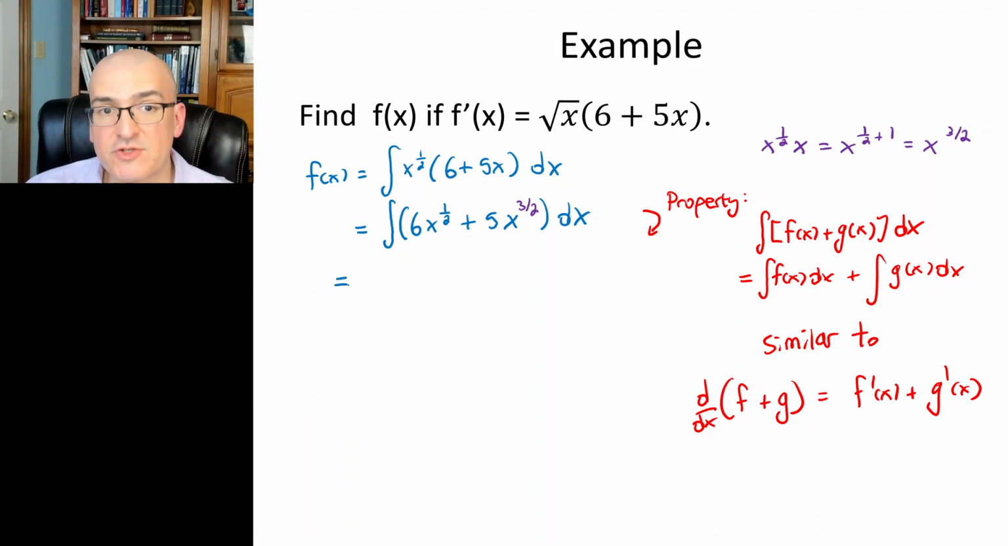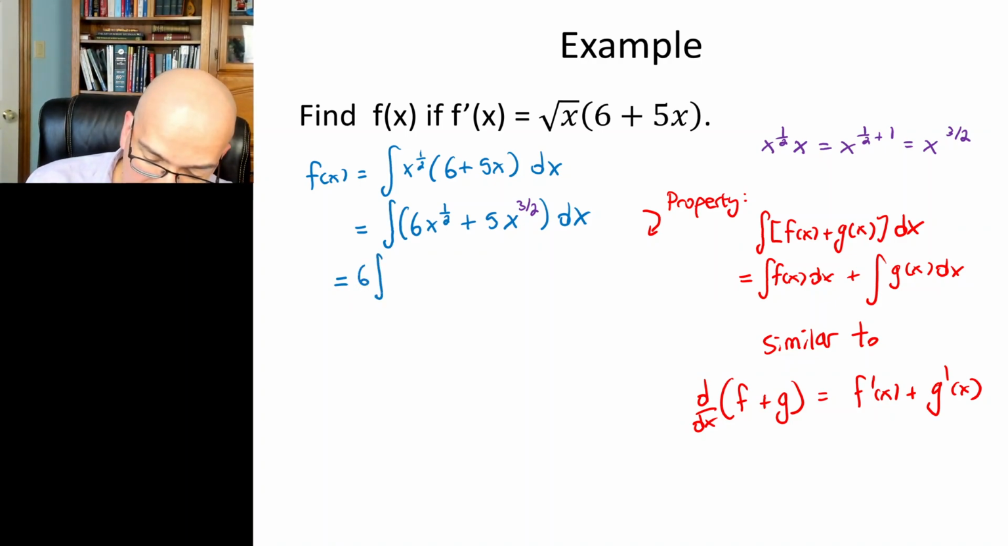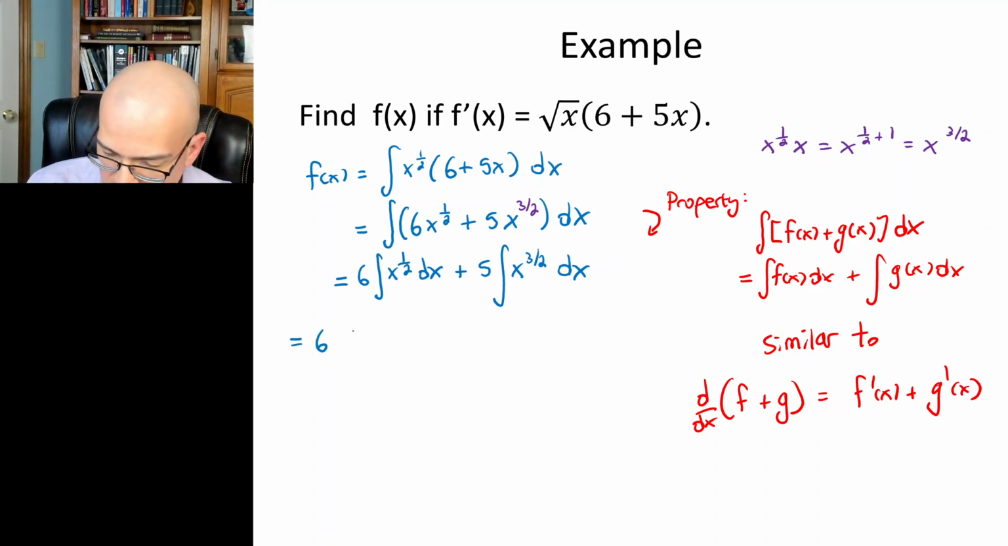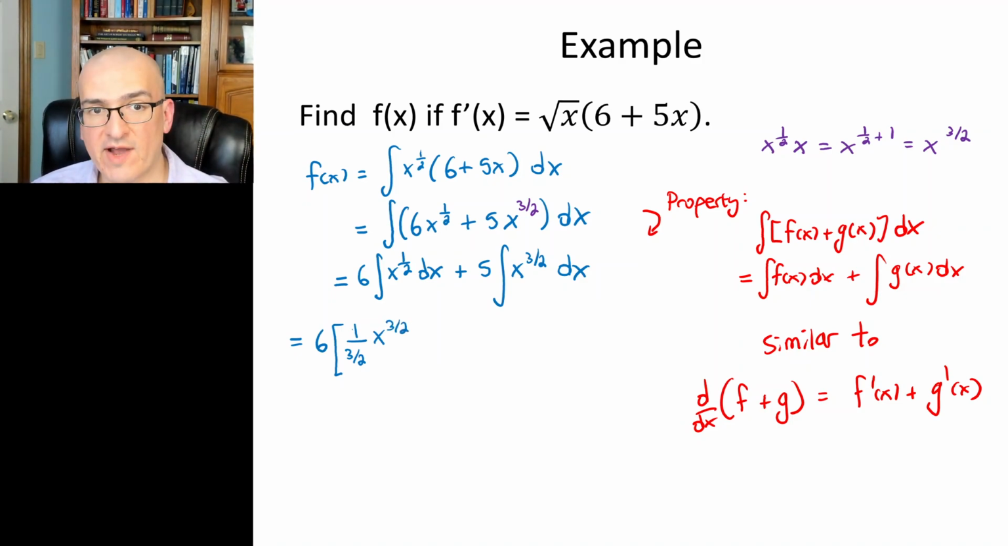Okay, so I'm going to split this up into two integrals, 6 times the antiderivative of x to the power 1/2 with respect to x plus 5 times the antiderivative of x to the 3/2 with respect to x. And now I'm going to use the anti-power rule. So 6 times 3/2, no, not 3/2, 2/3. I'll do it in two steps. 1 over 3/2 times x to the power 3/2. So I added 1 to the power and then divide by the new power.